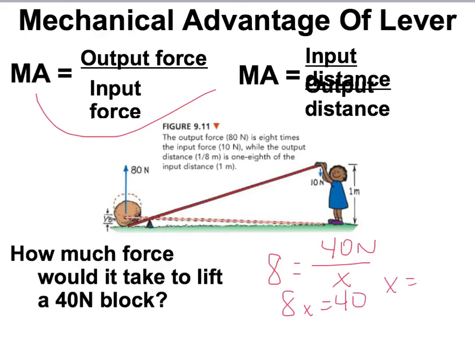Or X equals 5 newtons. So it would take an input force of only 5 newtons to move a 40 newton block with this lever.